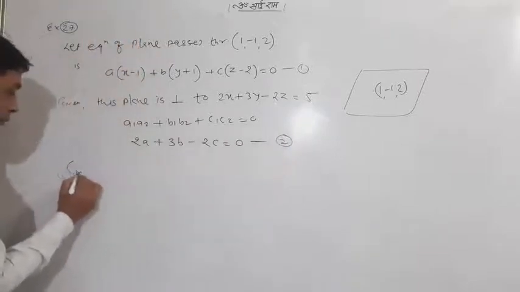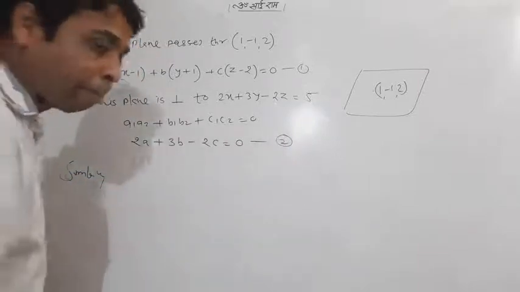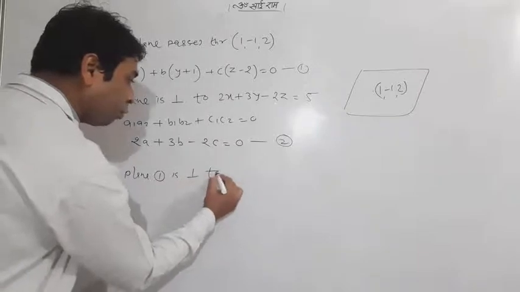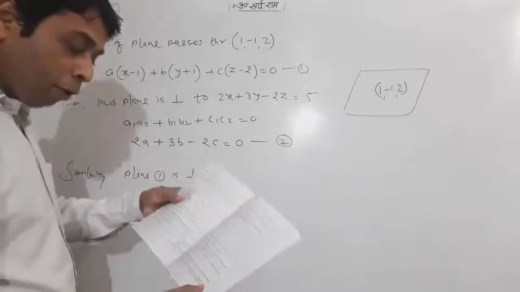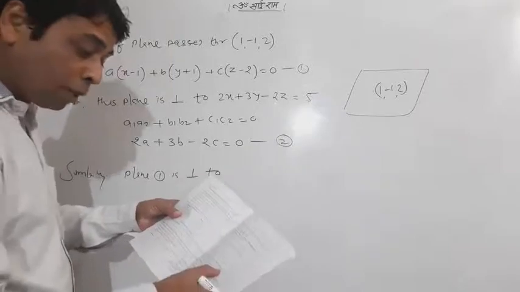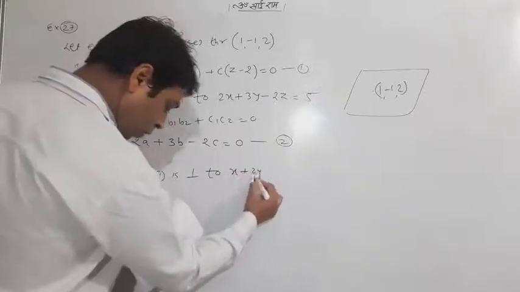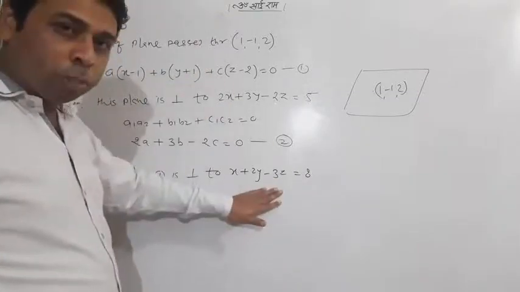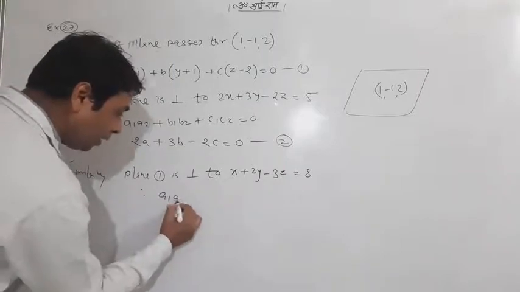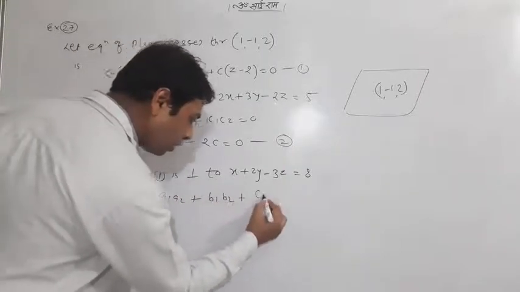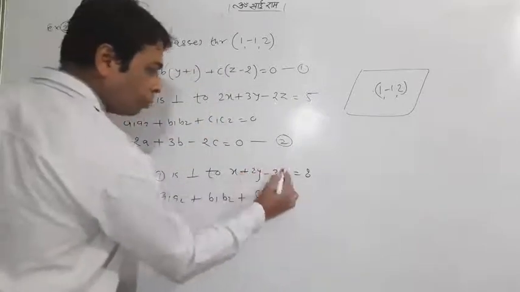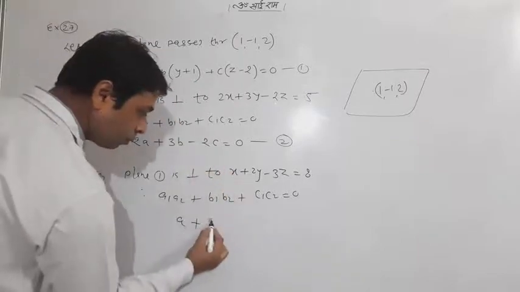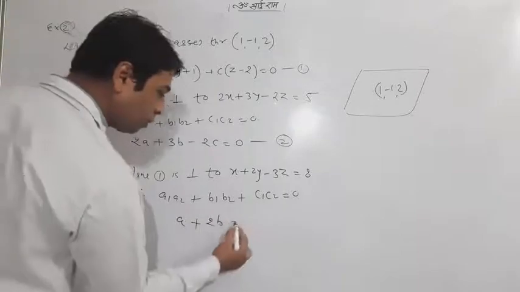Similarly, we will follow the second language. Plane 1, can you read? Plane 1 is perpendicular to the other plane given here. This plane was perpendicular to both the planes. The second plane is x + 2y - 3z = 8. It means your plane is also perpendicular to this plane, so again the same thing will happen: A1A2 + B1B2 + C1C2 = 0. So what you will do: A into 1, B into 2, C into -3 is equal to 0.